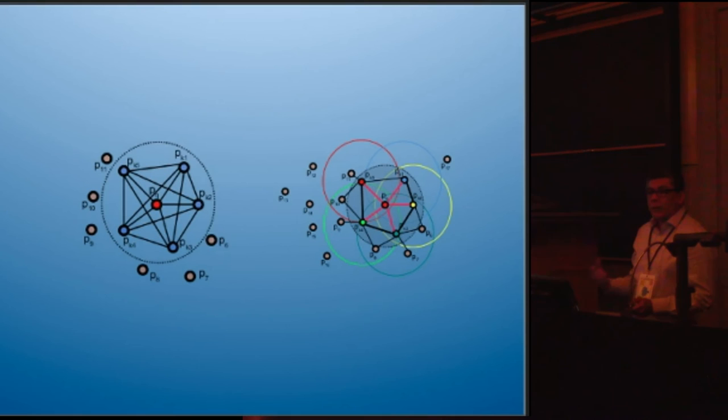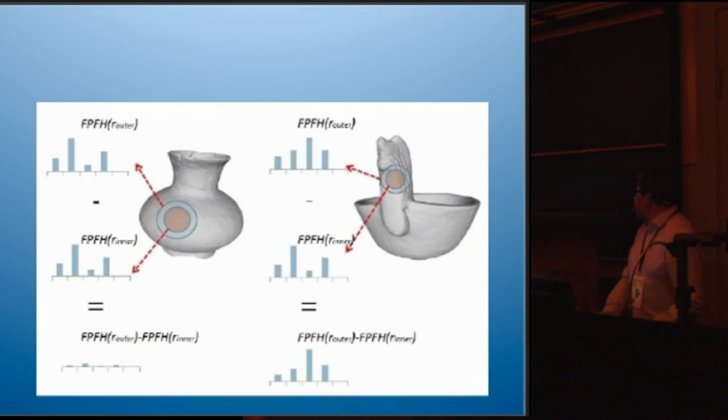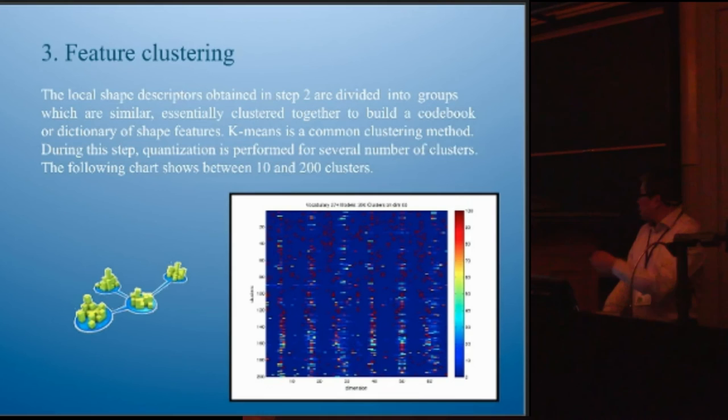So graphically, what we are doing is this. We are extracting a histogram around each point, and then clustering those histograms with a clustering technique. We try to select how many clusters, how many features, we think are useful to describe a whole model. So we tried many different numbers of clusters, from 10 to 200. That's one of the experiments we did.